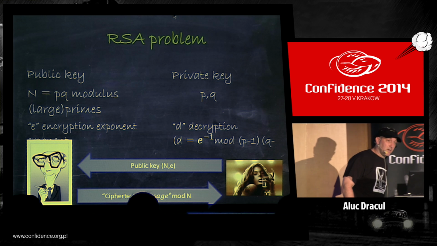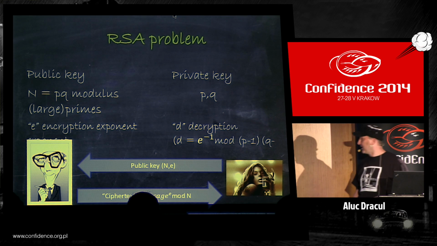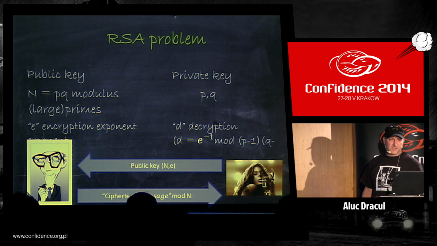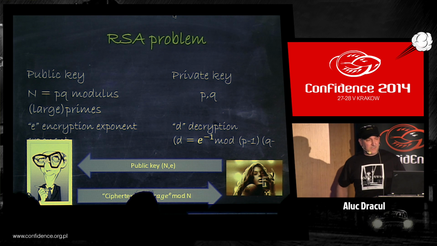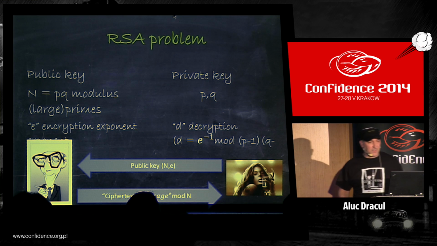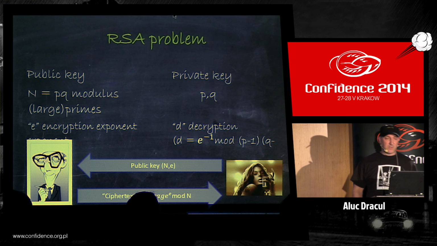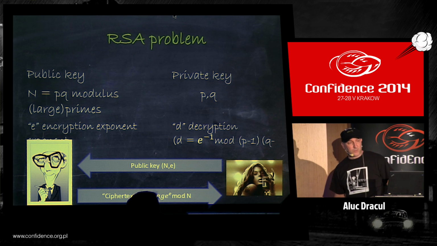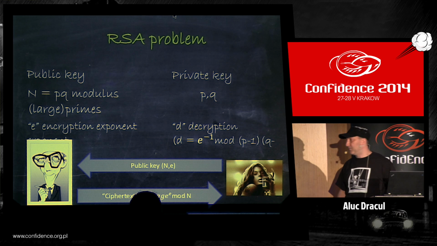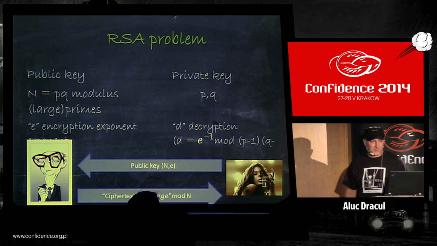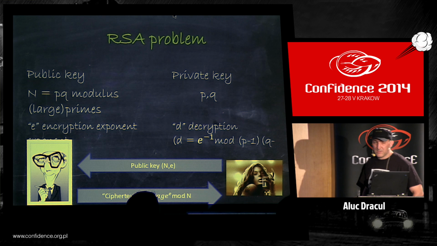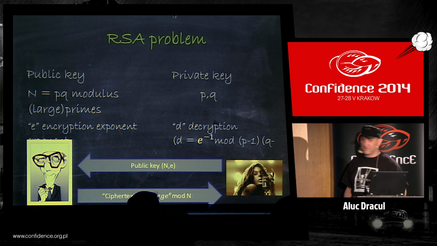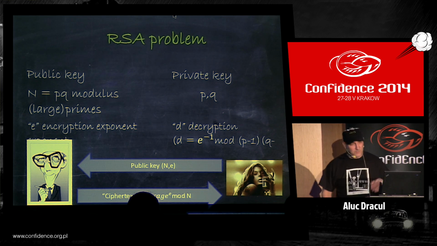The next problem is the RSA problem from Rivest, Shamir, and Adleman. They had a public key and a private key. The public key is n, the product of p and q, which are supposed to be large primes, and e is the encryption exponent, while the private key is p and q. d we use for decryption, so d equals e to the power of minus 1 mod p minus 1 and q minus 1.